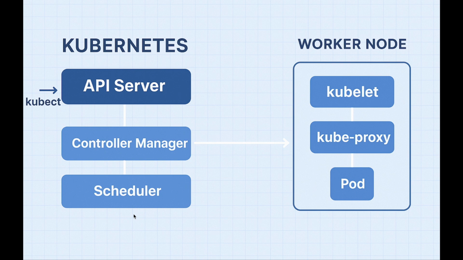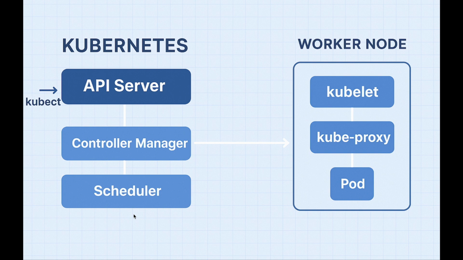The next component is the controller manager. Basically, this runs background loops called controllers. Each controller watches objects and tries to bring the current state to the desired one. For example, if a pod dies, the replica set controller creates a new one.